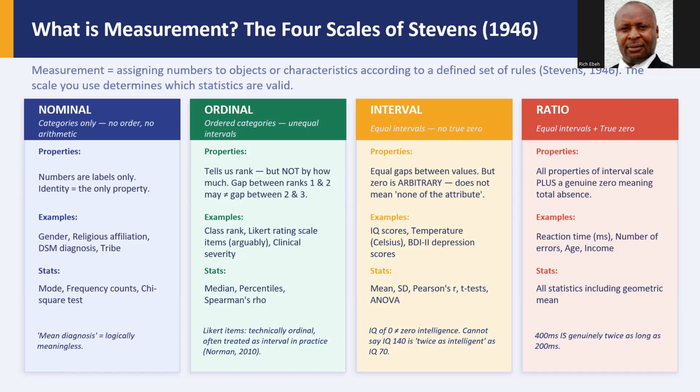When a clinical psychologist scores a patient's answer on the Beck Depression Inventory, which is an instrument used to measure depression, or when a researcher measures how quickly someone reacts to a stimulus in milliseconds, there are clear agreed upon rules governing those numbers.